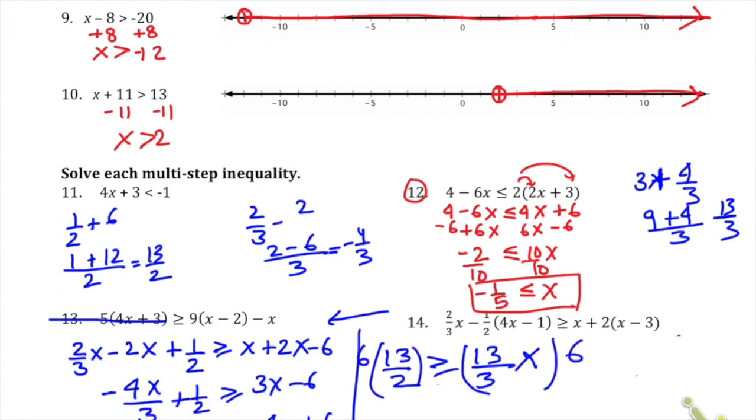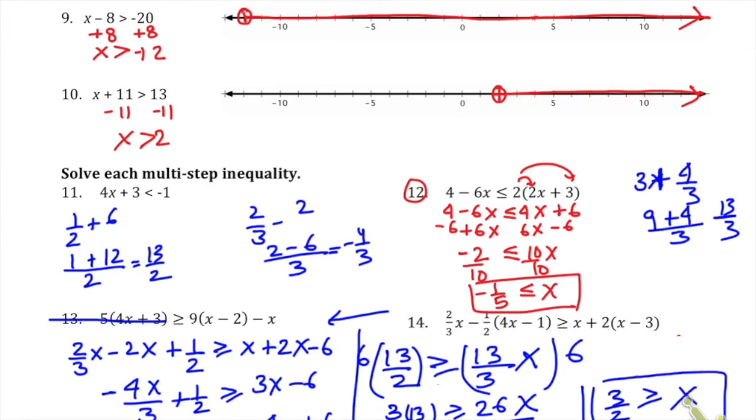I'm getting 3 times 13 greater than or equal to 2 times 13x, that's 26x, and then I divide both sides by 26. I get 3/2 is greater than or equal to x. That's my answer. I know there is a lot of calculation here, but stay strong. So let's move to the next question.